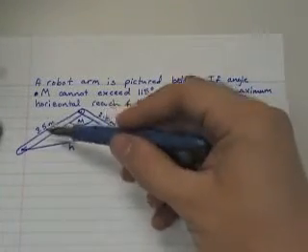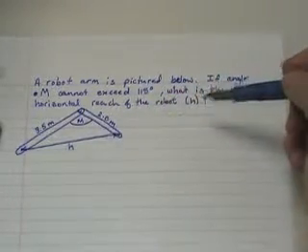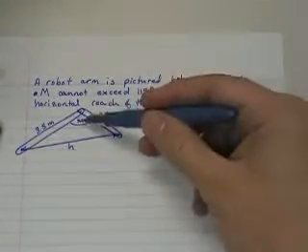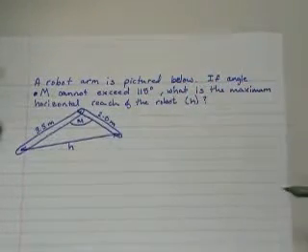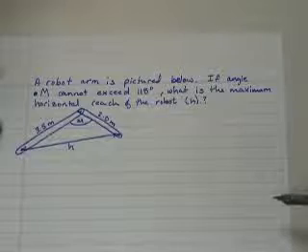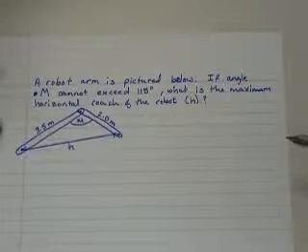So we have a triangle. We know this side, and we know M. And if you look at this triangle, as M gets larger, H will also get larger. And since we want to find the maximum reach, H, we want to make M as large as possible.